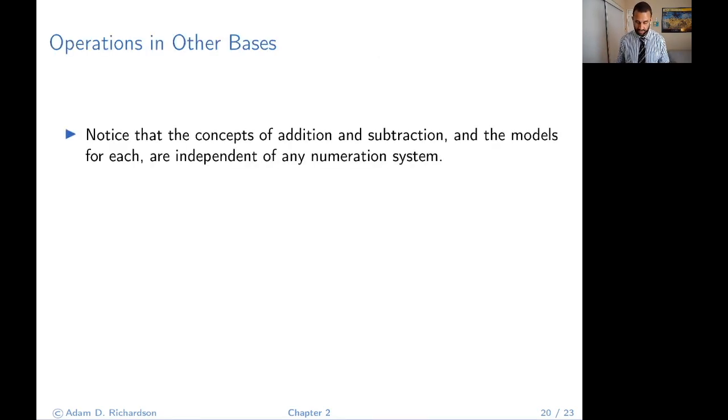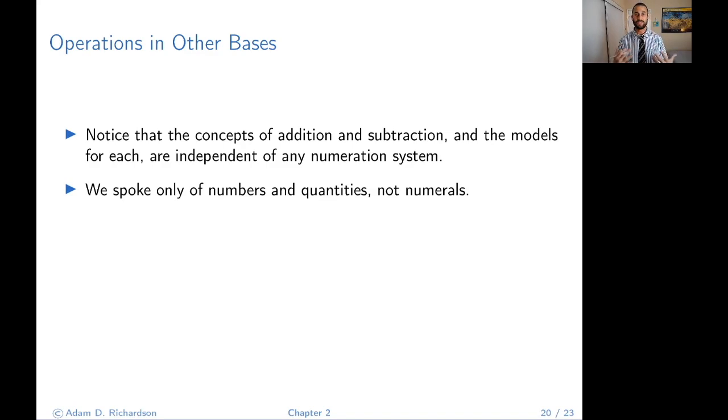You notice that the concepts of addition and subtraction and the models are independent of any numeration system. Remember, what is addition? It's bringing things together. What is subtraction? Taking things out, right? That's the idea. It doesn't matter what numeration system you're in, you can still do those operations. That emphasizes the point that it's just a representation, right? It's not the actual thing. It's not the numbers, it's the numeration system.